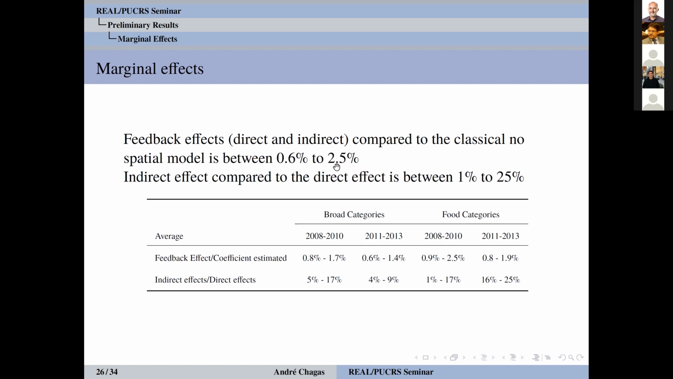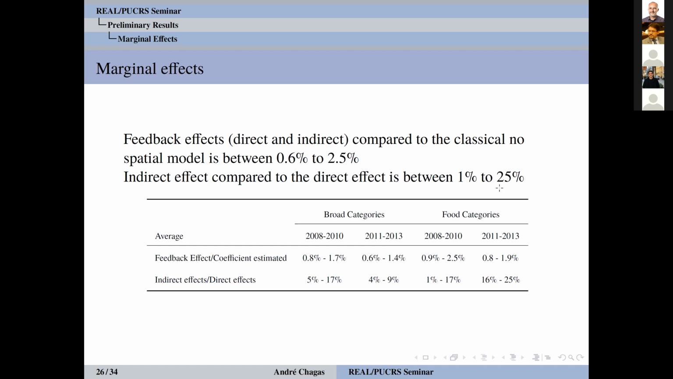And this could be important, for instance, in a taxation decision. And then the indirect effect in the neighbors represents, in the smallest case, just 1%, but in some cases the indirect effect could represent about a quarter of the direct effect.